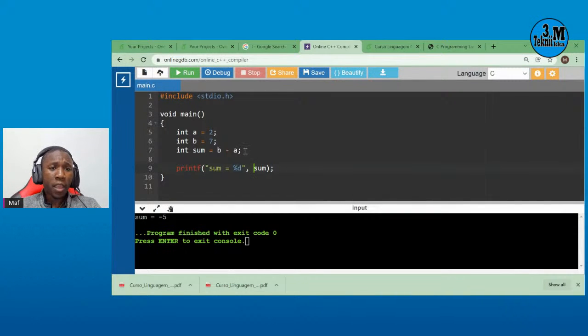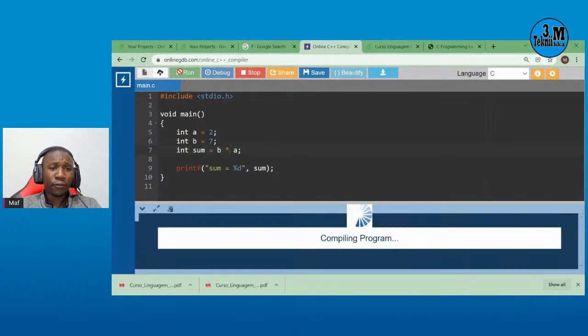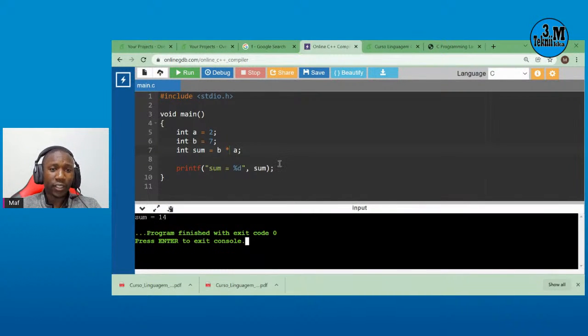Okay, that's fine. What about the multiplication? B times a, that's 14, something like that. Okay, that's fine. Okay, let's go to the division. This is an integer division between 7 and 2. Okay, I have the division here.